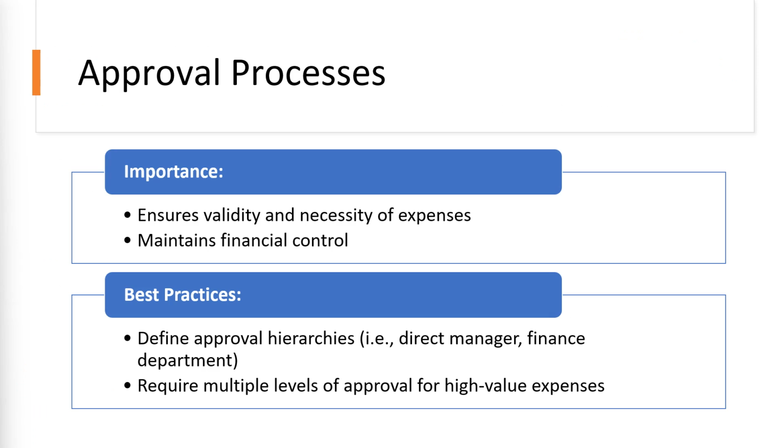Approval processes are key to maintaining financial controls. They validate the necessity and appropriateness of expenses. Establishing approval hierarchies ensures that every expense, especially high-value ones, is reviewed by the right people, such as direct managers, the finance department, or the executive director.